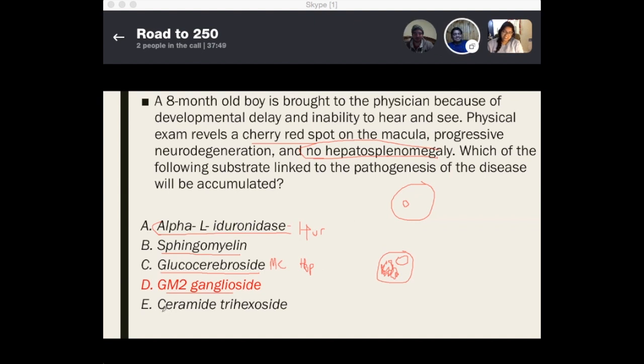Alright, so this last one. It is Fabry disease. Fabry's, yeah. Fabry's disease. So what's the enzyme deficient in Fabry's disease? Alpha galactosidase A. Okay. Yes. Alpha galactosidase A. All right.